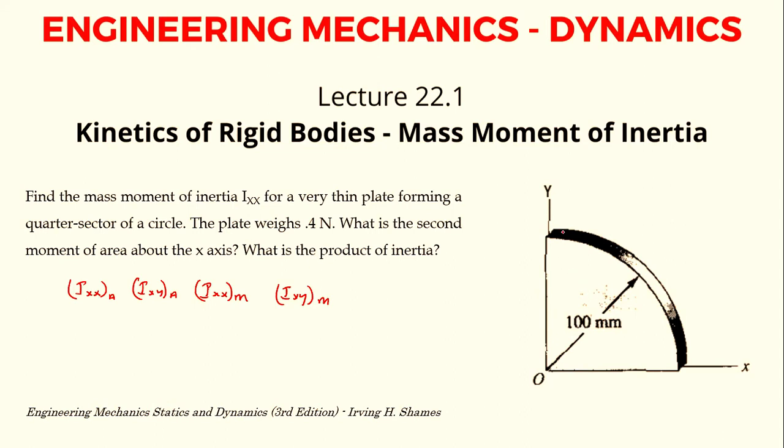Now you see this is a quarter of a circle having a radius of 100 mm. So assume I have a small element here. I'll show it to you in the next figure. You have the y-axis and the x-axis. This is the sector of the circle. So the first step is to find the area moment of inertia with respect to the x-axis, since in this question it is also asked to find the area moment.